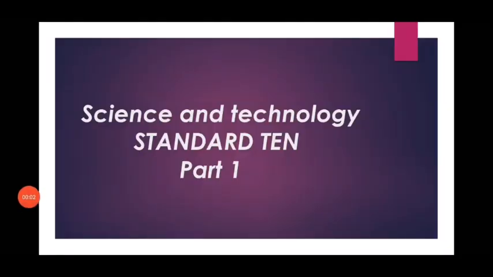Hi children, today we are going to learn Science and Technology Standard 10 Part 1, Chapter number 2, that is classification of elements. In the first video, we saw the history of elements and the Dobereiner triads. In short, what he did, he took three elements and stated his law.